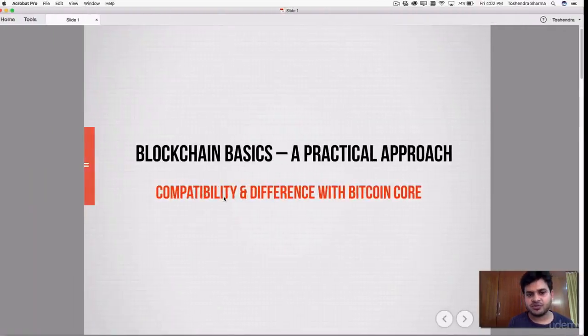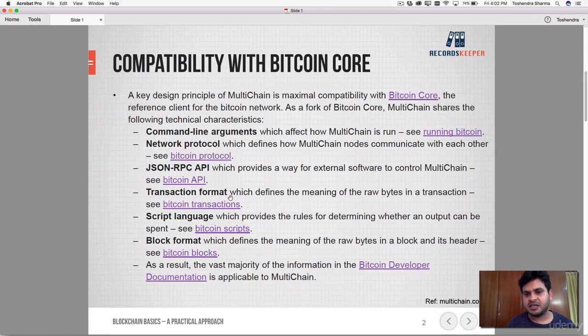So it's a good idea, because this compatibility is helpful for the users, especially the builders or the developers, to build with freedom. Next is the network protocol. The way the multi-chain nodes communicate with each other is quite similar to how the Bitcoin core nodes communicate with each other. So that's also useful. Next is the JSON RPC API.